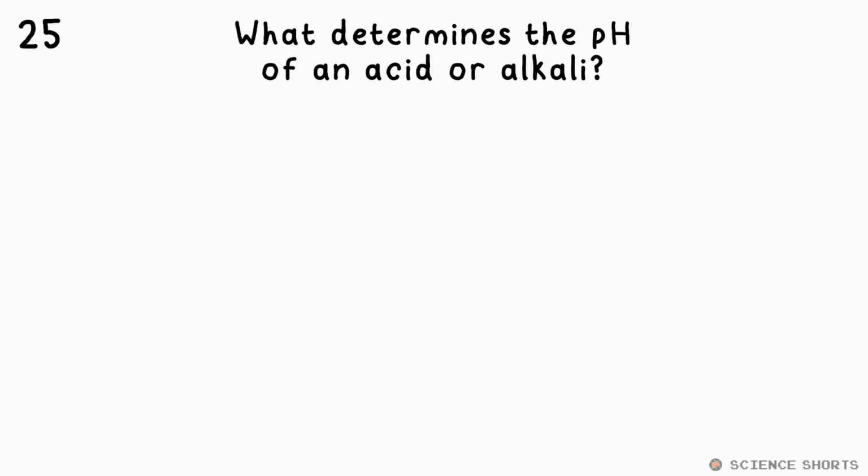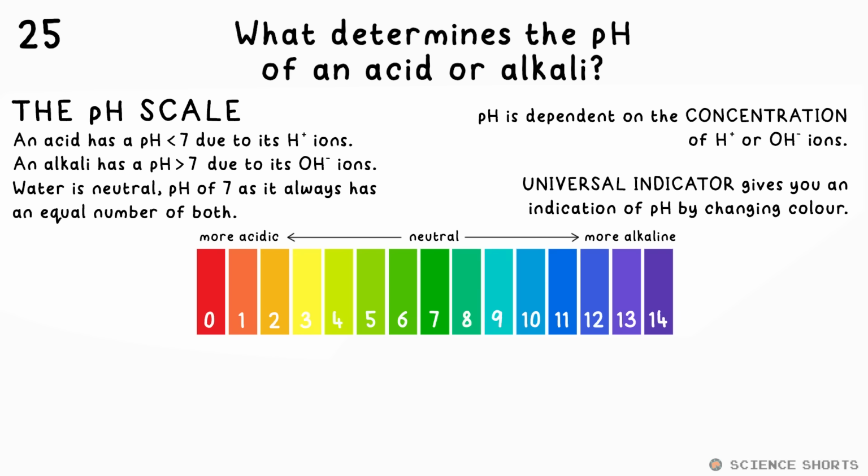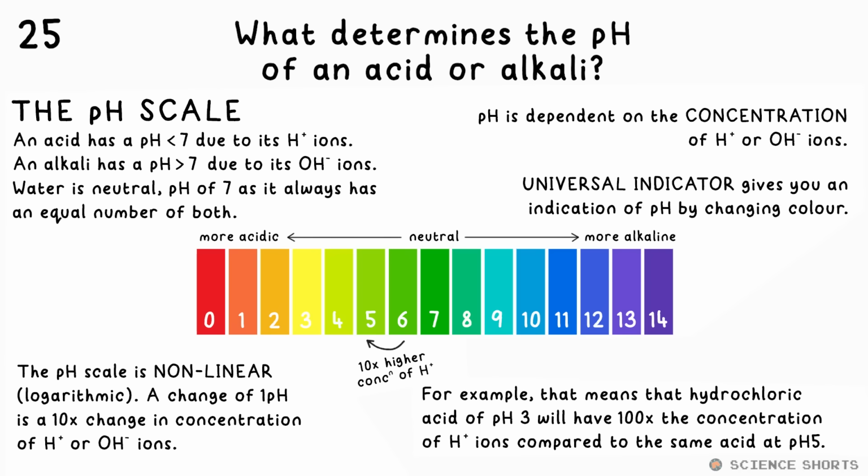What determines the pH of an acid or alkali? The greater the concentration of H+ ions, the more acidic a solution is. That's a pH less than 7. Above 7, the more alkali a solution is, the greater the concentration of OH- ions. Every pH change of 1 is equivalent to 10 times the concentration of these ions, so a pH difference of 2 means a concentration difference of 100 times.